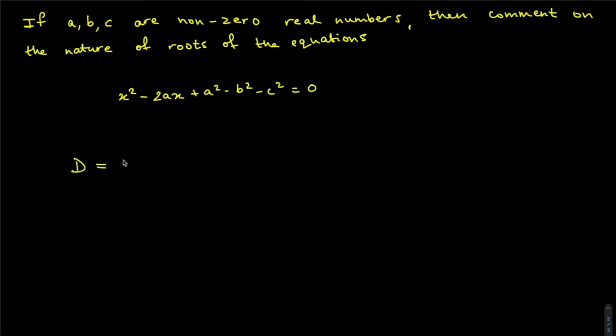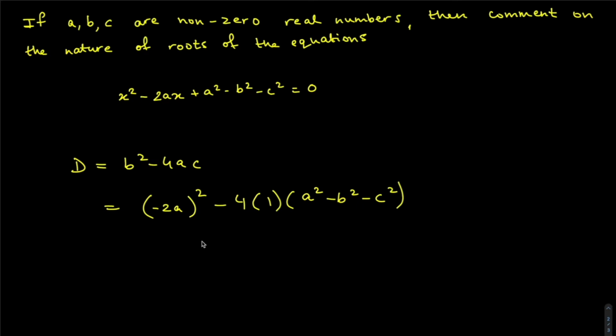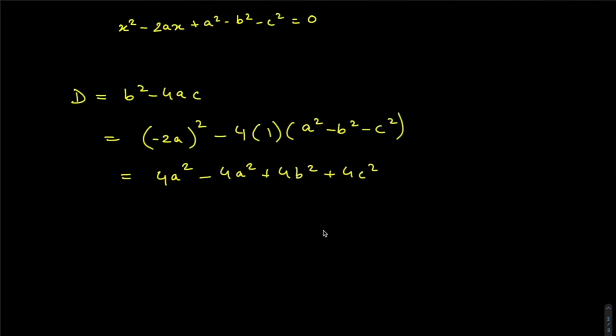So we know discriminant is equal to b squared minus 4ac. So let's do that. So b would be minus 2a, so we have minus 2a whole squared minus 4 times a, which is 1, and c is a squared minus b squared minus c squared. Now, when I expand this, I'm going to have 4a squared minus 4a squared plus 4b squared plus 4c squared. So my 4a squared minus 4a squared are going to cancel, so I'm going to have my discriminant as 4b squared plus 4c squared.